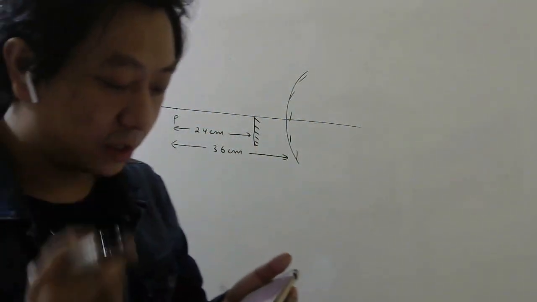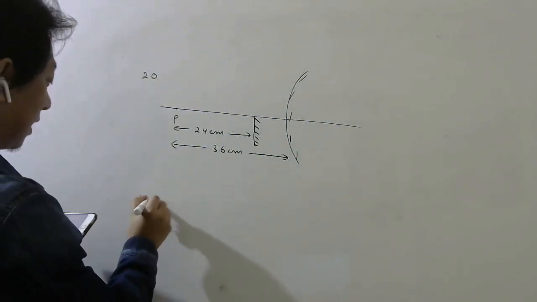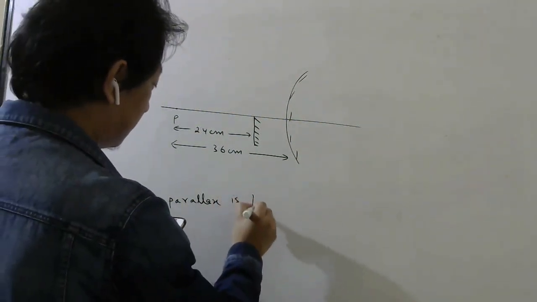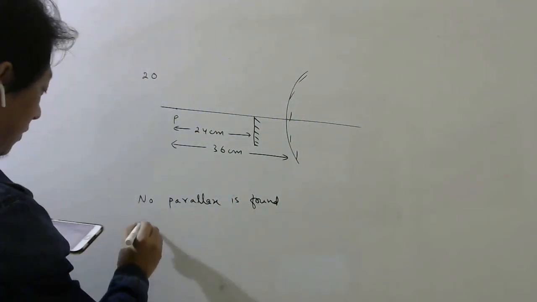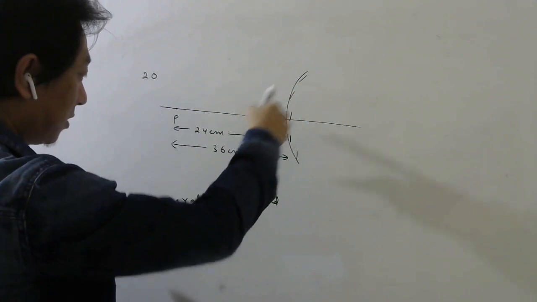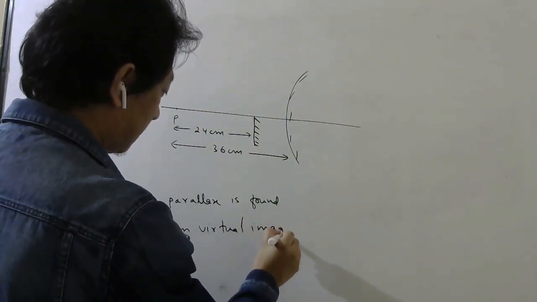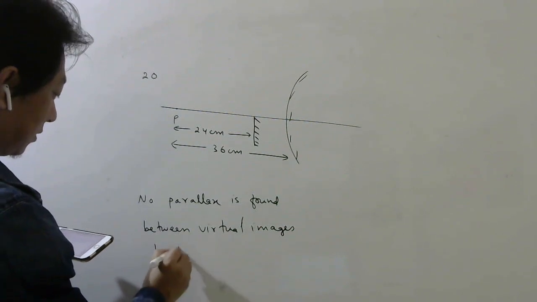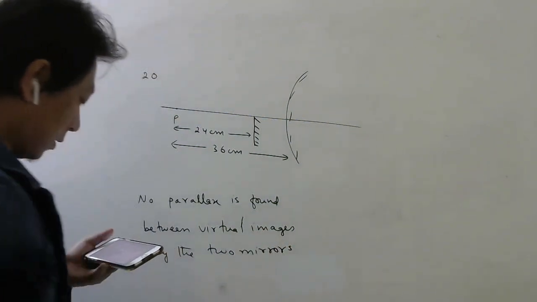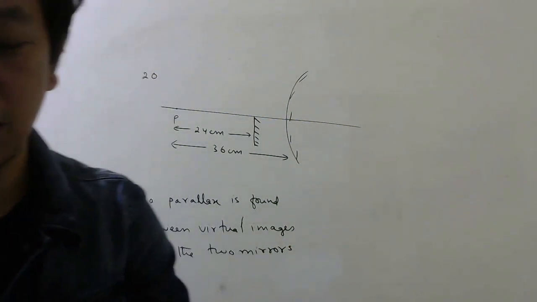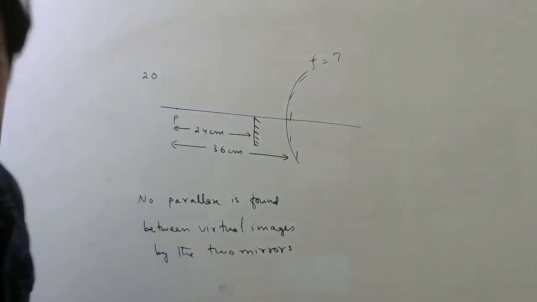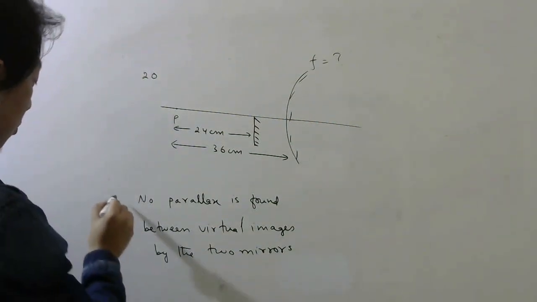If no parallax is found between virtual images, both will form virtual images, right? Virtual images by the two mirrors. Then find the radius of curvature of the mirror. So for the radius of curvature, let us find the focal length. Once you find the focal length, the radius we can find. So this is the important point here.